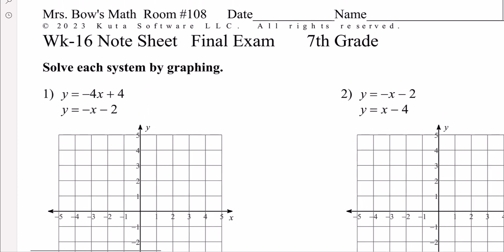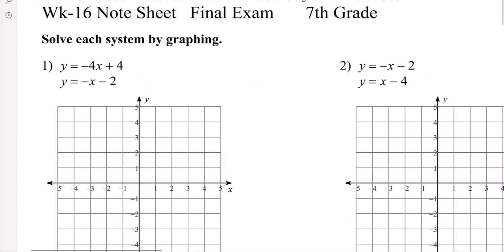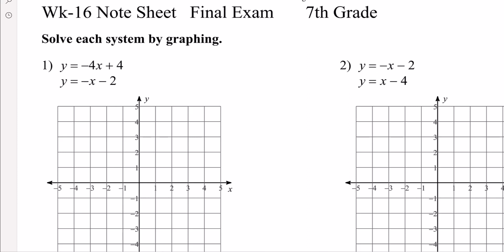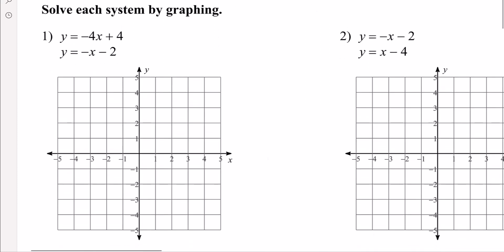Oh, okay, now we're getting ready for our final exam note sheet. All right, solving systems by graphing. So remember, when we graph, we have to have it in this form: y is equal to mx plus b. b is where it touches the y-axis, which means it's the y-intercept, and the m represents the slope.